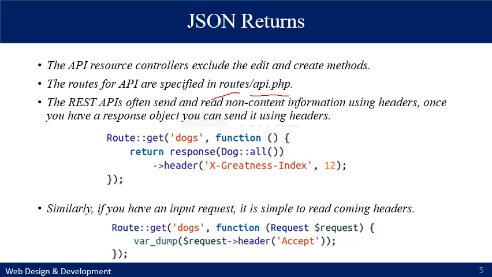REST APIs often send and read non-content information using headers. Once you have a response object, you can send it using the headers. Such as in this example, you have a route to get the dogs, and the response is all dogs with some header information. Similarly, if you have an input request, it is simple to read the incoming headers. In the simpler case, like the above, you again have the same route, and the function gets the request, and it actually uses a dump method to show the request headers.